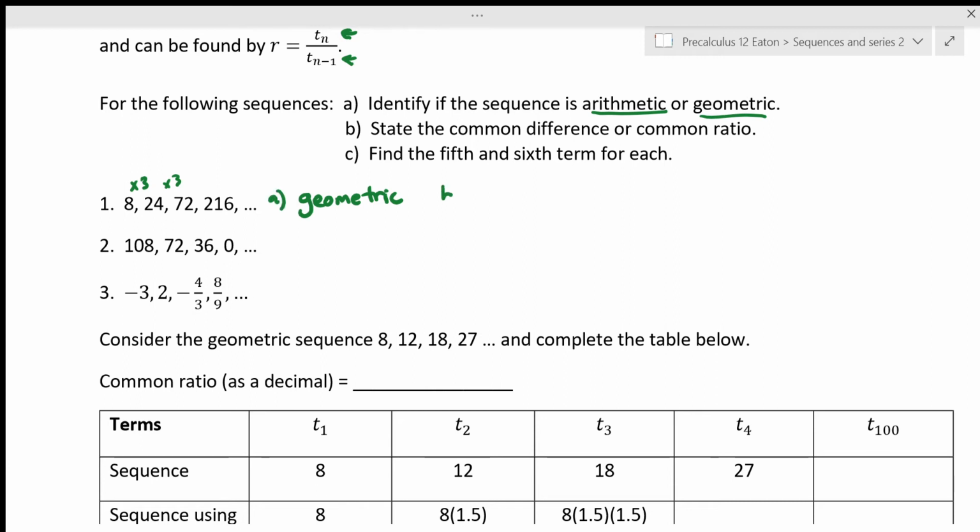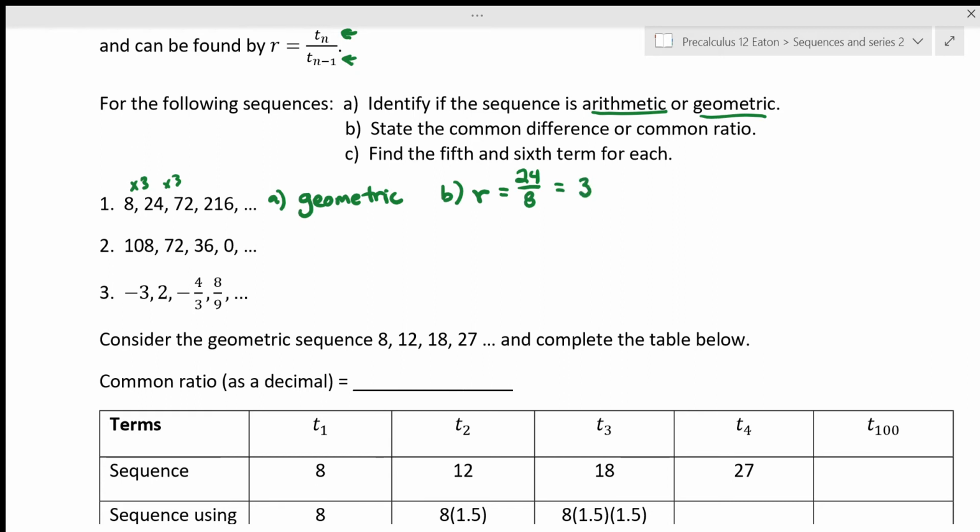For B, we're asked to state the common difference or common ratio. So to find the common ratio, we're going to call it R, which differentiates it from the variable D that we used for difference. So R, I'm going to just pick 2 terms. So I'm going to pick the first 2 because they're small. It's 24 divided by 8, which equals 3.